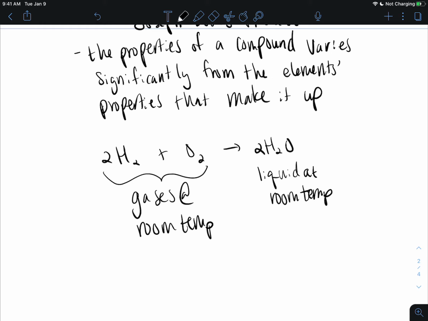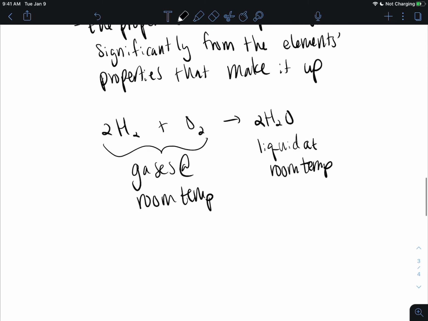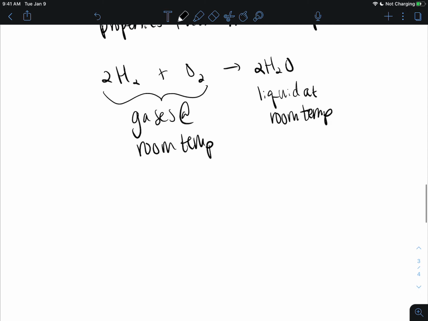So if we look at hydrogen, it boils at negative 253 degrees Celsius, oxygen at negative 183 degrees Celsius, but water is going to boil at a positive 100 degrees Celsius. So they're going to have very, very different physical and chemical properties. Another thing, oxygen gas and liquid water are non-flammable, while hydrogen gas is highly flammable.